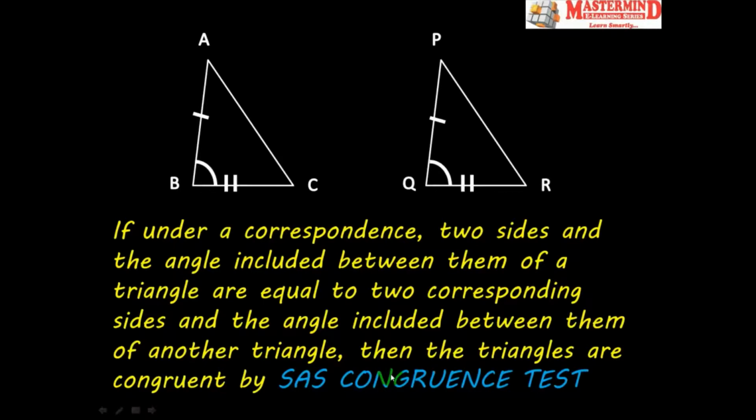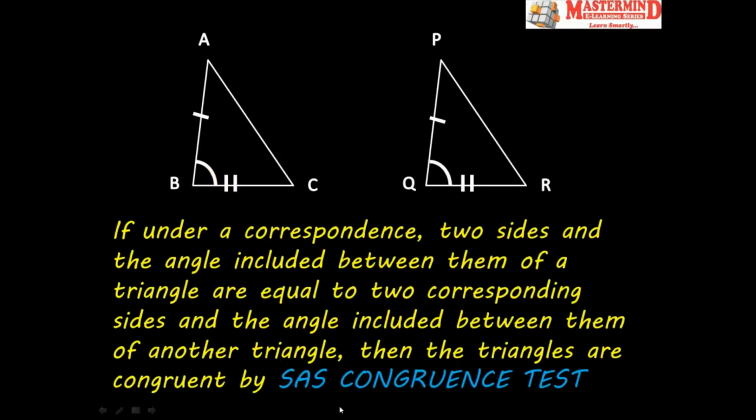So let us define SAS test. If under a correspondence, two sides and the angle included between them of a triangle are equal to two corresponding sides and the angle included between them of another triangle, then the triangles are congruent by SAS Congruence Test. You will observe, look at the diagram, it will appear like this. There will be two sides and in between there would be an angle which would be marked over here.